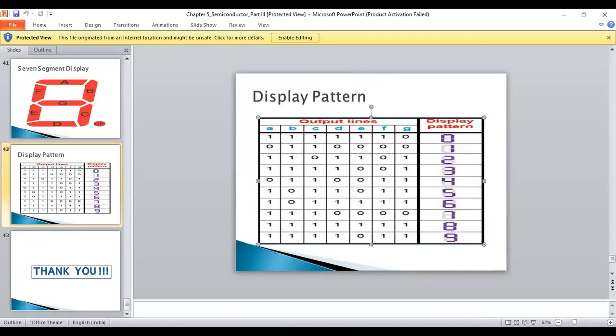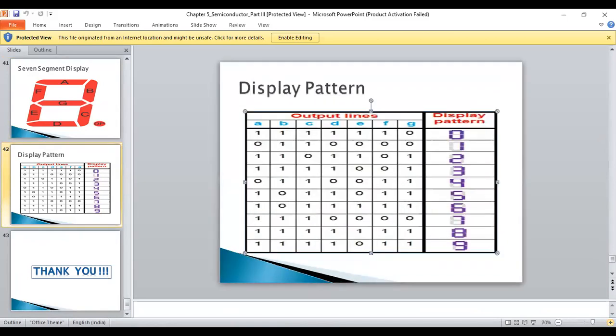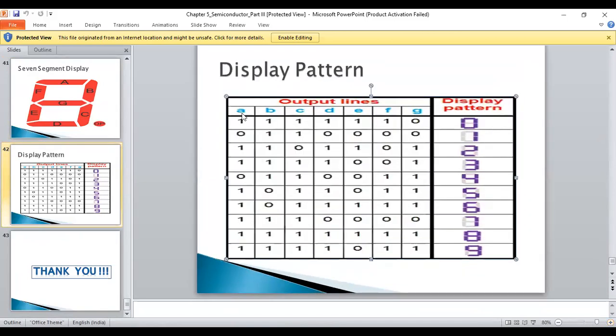Okay. A should be 1, B should be 1, C should be 1, D should be 1, E should be 1, F should be 1. Only G should not conduct for the 0. So we are getting the value 0 here. G is not conducting at the center point.